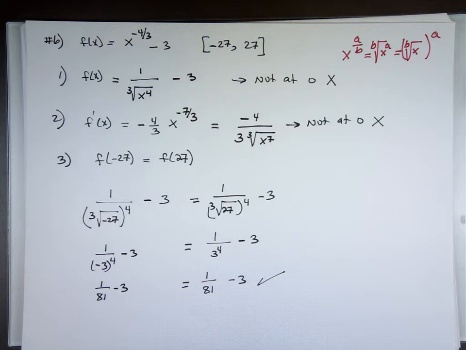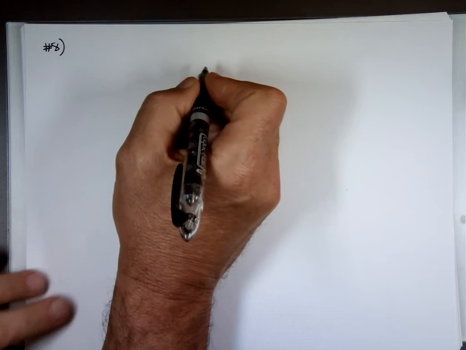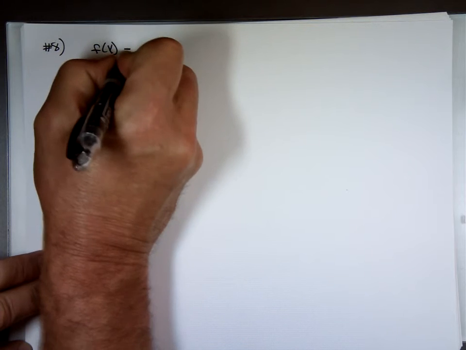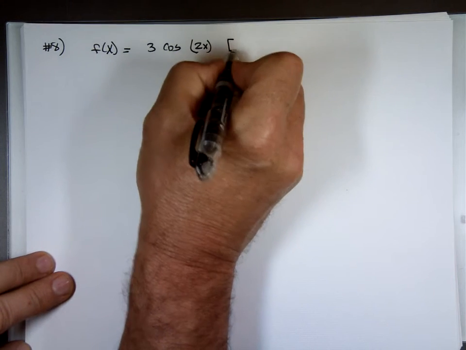Number 6, 7, and number 8 are very similar. One is sine of x, one is cosine. Number 8 is actually more challenging, so I'll skip 7 and go to 8, because it's cosine 2x instead of cosine x. 7 is straightforward, so 8 will be just a hair more complicated than 7. So I'll go with the 8. Again, tell us if we can use Rolle's theorem here. f of x equals 3 cosine 2x, and it's from negative pi to pi.